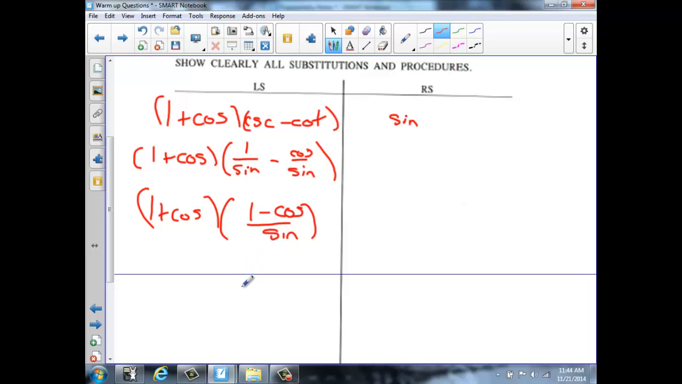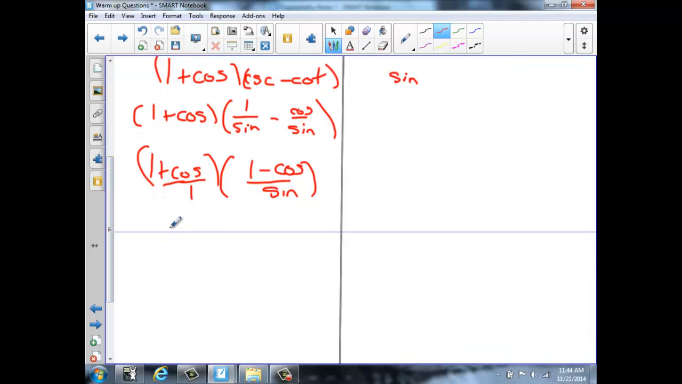Okay, next thought here, because I'm kind of at a stuck point. This guy right here is also a fraction if I made it over 1. So here's why I'm going to suggest we could do that. It means that the top of my fraction now is 1 plus cosine times 1 minus cosine, and the bottom of my fraction is actually just sine.